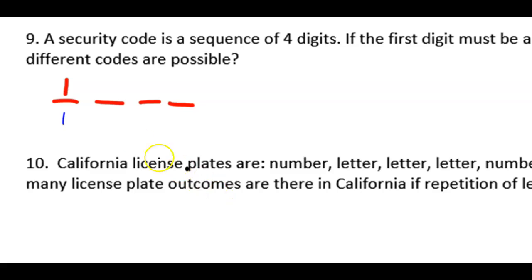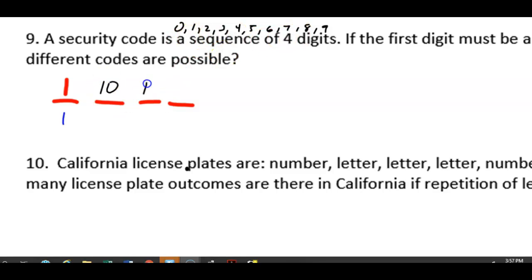How many possible codes? Look, these are single digit numbers. If you know anything about numbers, you'll know that there are 10 single digit numbers. 1 through 9 is 9, and 0 makes 10. So the middle two don't have a restriction. They can be any single digit number. So this can be 10 options, and this one can be 10 options.